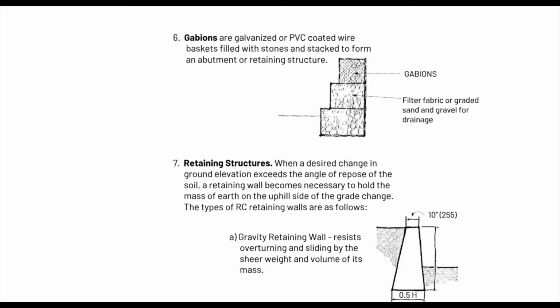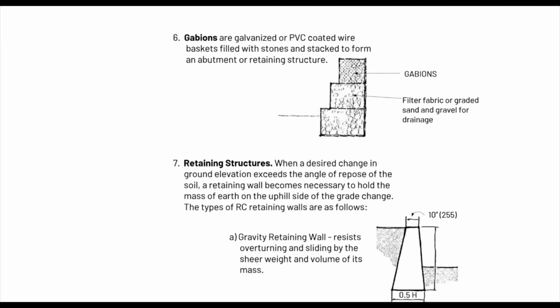That's it. Retaining structures. When a desired change in ground elevation is beyond the angle of repose of the soil, a retaining wall becomes necessary to hold the mass of earth on the uphill side of the grade change. So a retaining wall is basically something we use to retain the soil in its place. It resists the overturning and sliding by the sheer weight and volume of its mass is a gravity retaining wall.